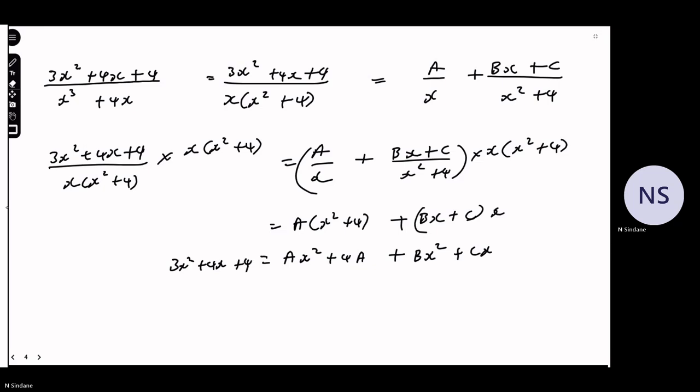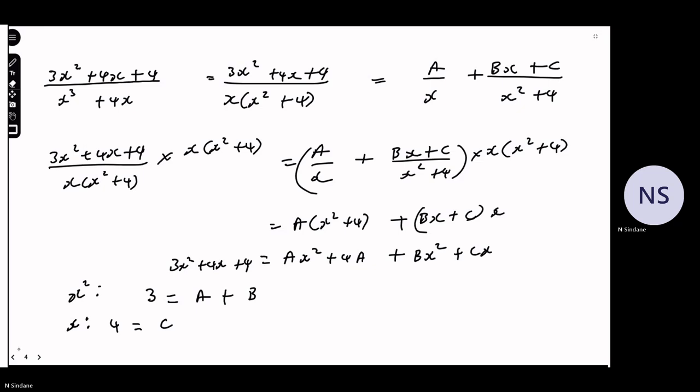Now, I'm going to take out the ones that have x squared. This side, I have 3. This is equals to a plus b. I can't solve anything here. Then, I'm going to take the ones that have x. This side I have 4, which equals c, meaning c in this case is equivalent to 4.